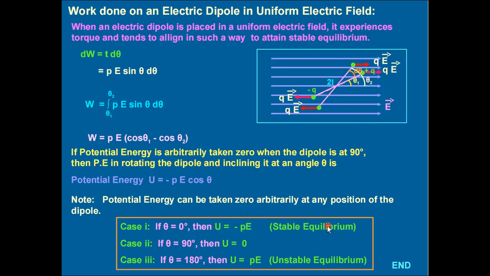If theta equals 0 degree, then U equals minus pE, that means stable equilibrium. If theta equals 90 degree, U equals 0. And if theta equals 180 degree, then U is highest, equal to pE, that means unstable equilibrium. You have to remember that.